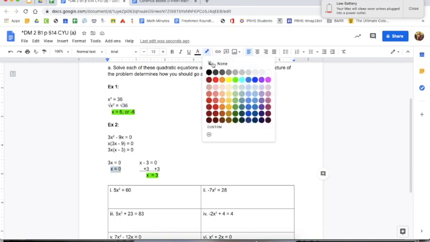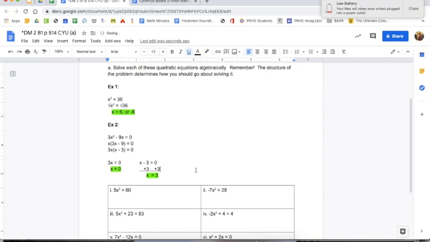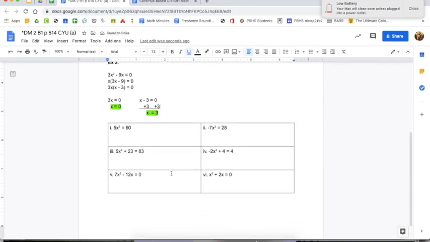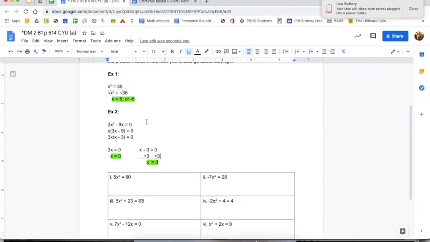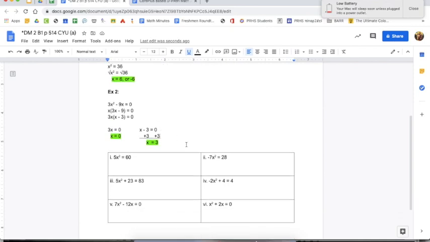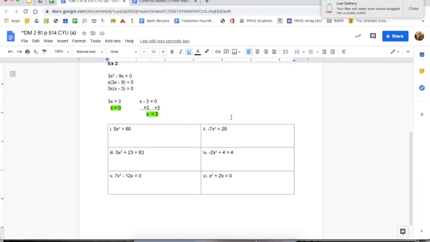Hopefully now you can tell the difference between the two types of problems that are written here in the actual assessment. These 6 problems are solved either by the method I used in example 1 or the method I used in example 2. Thank you very much, and good luck with the rest of this assignment.